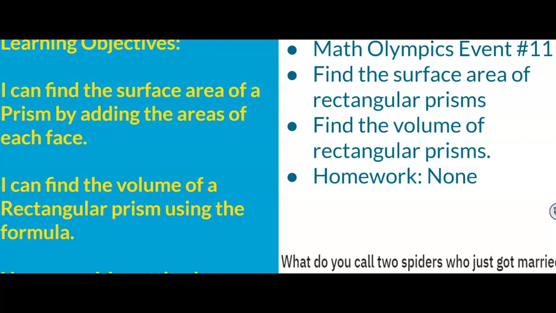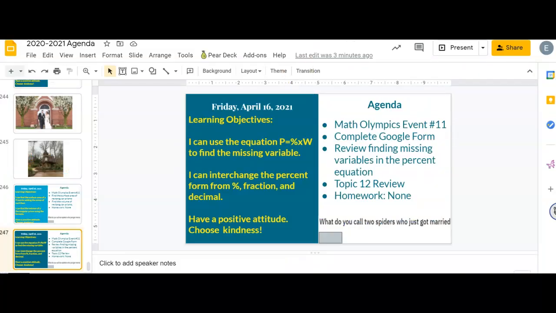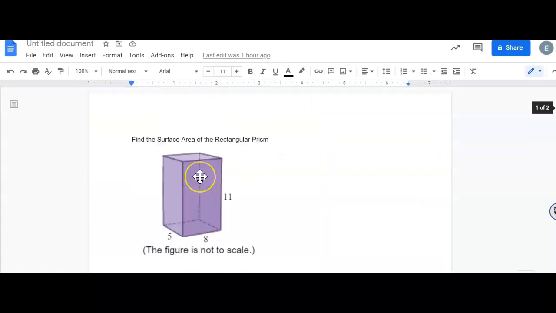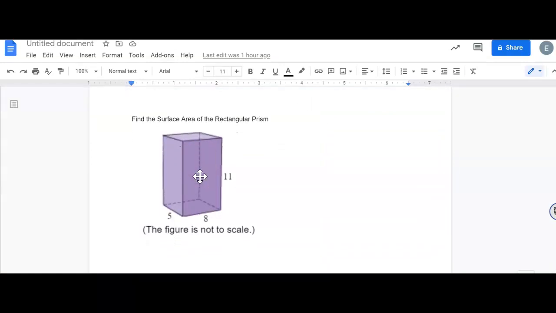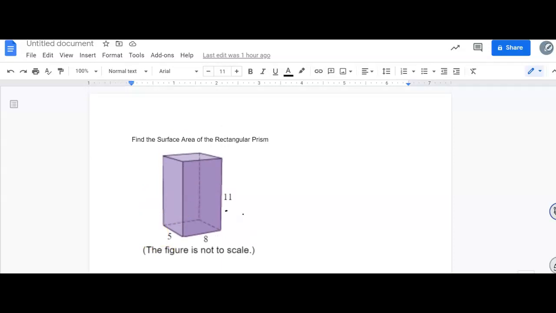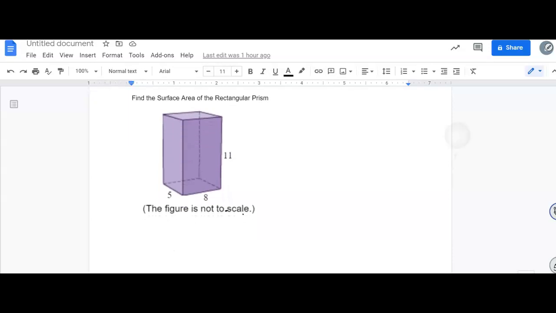So on this half sheet of paper, I want you to go ahead and solve for the surface area, which is this one right here. See? What is step number 1? Or what's some important information you need to know before you start finding the surface area?